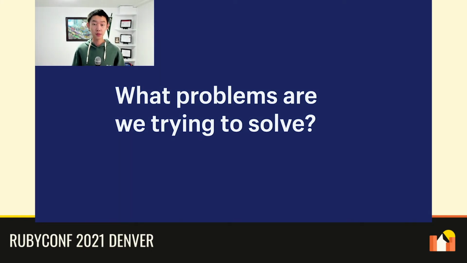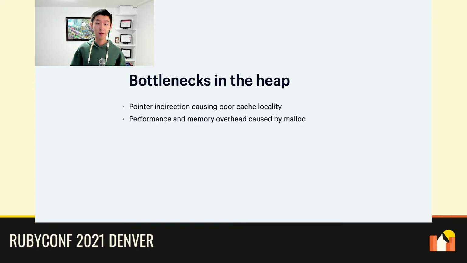Let's discuss some bottlenecks that exist within the Ruby heap that we aim to tackle with this project. The first issue is that a Ruby object often requires multiple pieces of memory to store data. You've just seen an example of this with the string example, where the contents of the string exist in a separate location than the string object itself. This results in poor cache locality. Additionally, this memory is often acquired through the system using malloc, which has a performance impact.